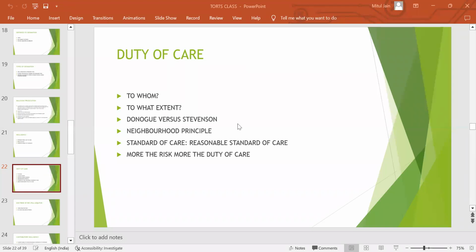So the principle which is necessary to understand here is the neighborhood principle. The neighborhood principle basically states that any person who is likely to get affected by your action reasonably would be considered as your neighbor, and thus you owe a duty of care towards him or her. Now, this principle was announced for the first time, or I would say was developed in the case of Donoghue versus Stevenson.